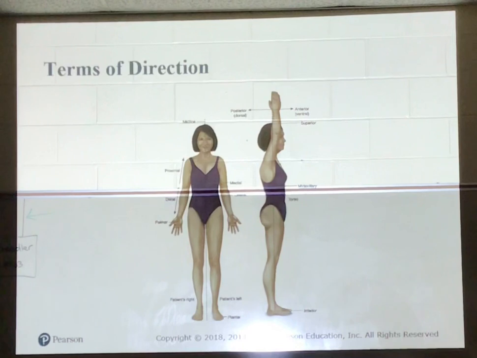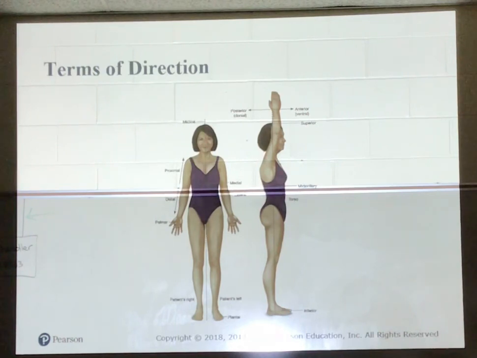All right. Proximal means near the point of reference. Distal is distant or far from the point of reference. Right and left is always the patient's right and left, not your right or your left, but the patient's. Okay?